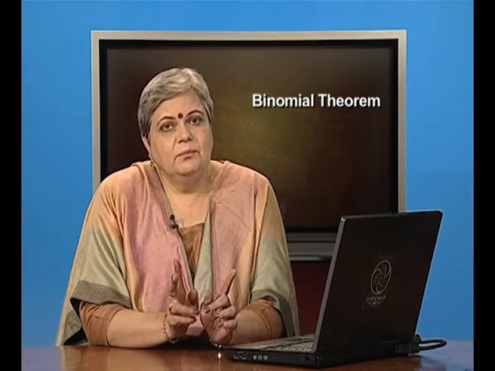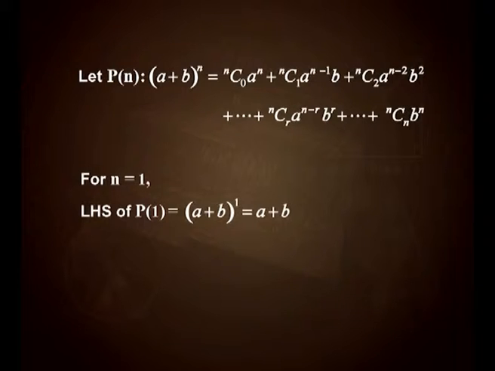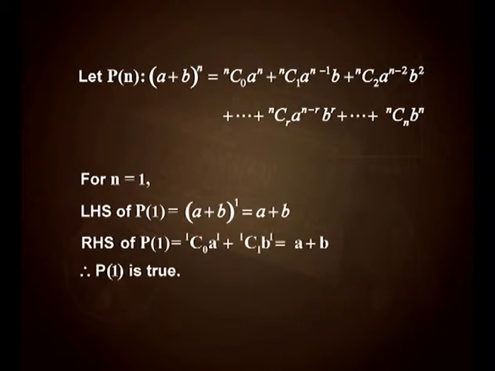So, let us start with the basic step. Is this result true for n equal to 1? Yes, right? If I take the left hand side of P of 1, it is nothing but a plus b to the power 1, which is a plus b. Right hand side of P of 1, when n is 1, is nothing but 1C0 a to the power 1 plus 1C1 b to the power 1. Both 1C0 and 1C1 are simply 1. So, it is equal to a plus b. So, we say P of 1 is true.